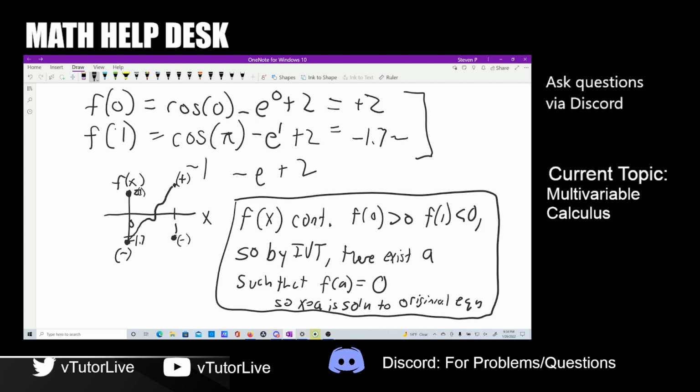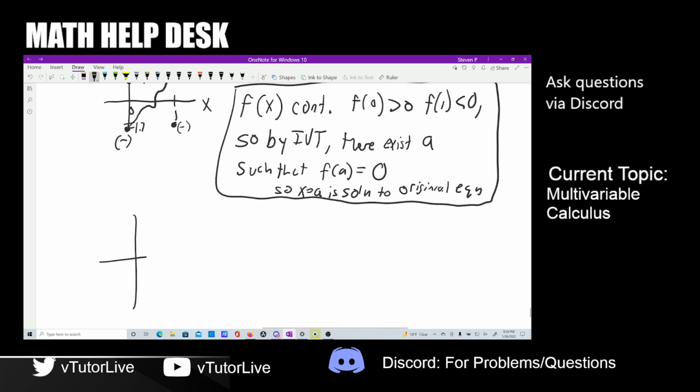In situations where you have a positive on both ends of the interval, would it still apply, or is it just negative and positive? Or if we're in a situation where there's a positive value on both ends, is there any guarantee that I cross 0? I wouldn't say so, no.